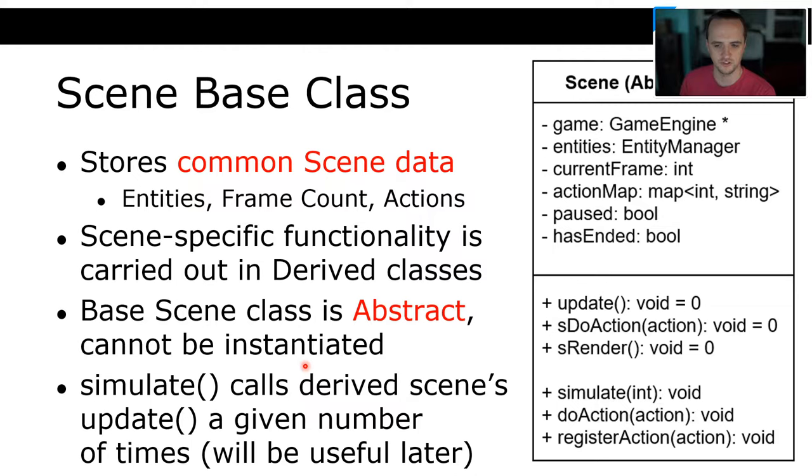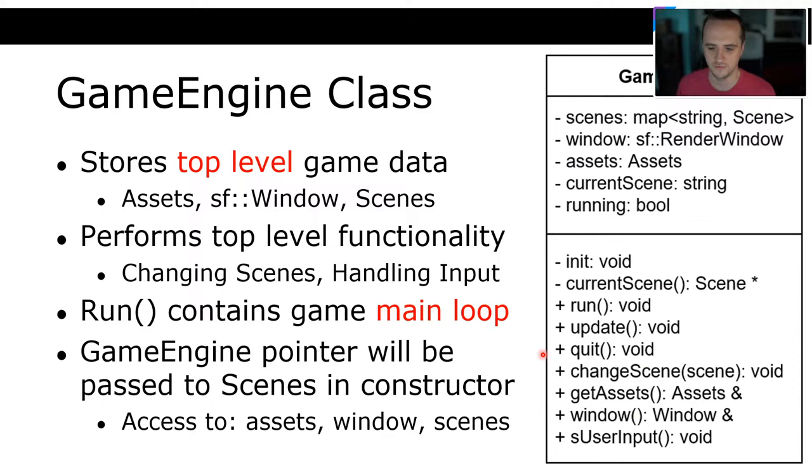So let me go back to the game engine and talk about all the different variables that we're going to have inside the game engine, okay? So first, we're going to have the scenes, and I'll talk about that in a bit, but the scenes are going to be stored in a map, and we're going to map strings to scenes. And you can essentially think of the string here as the scene name, and we're also going to store a string in the class, which is the current scene.